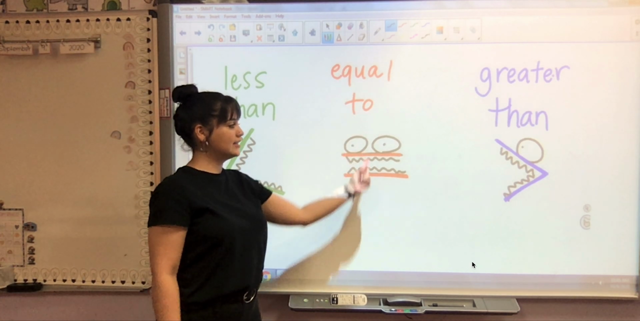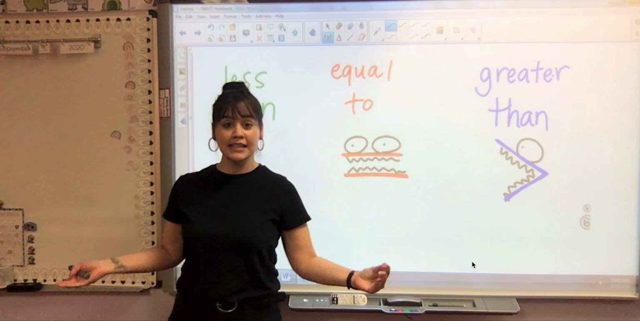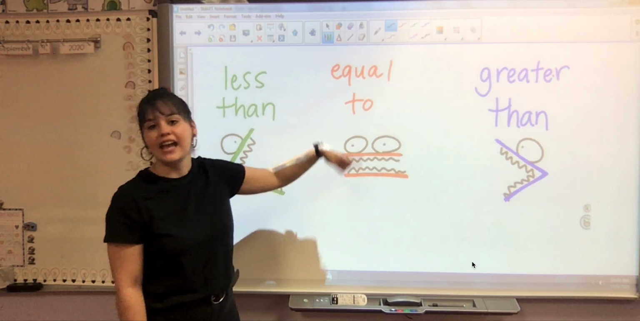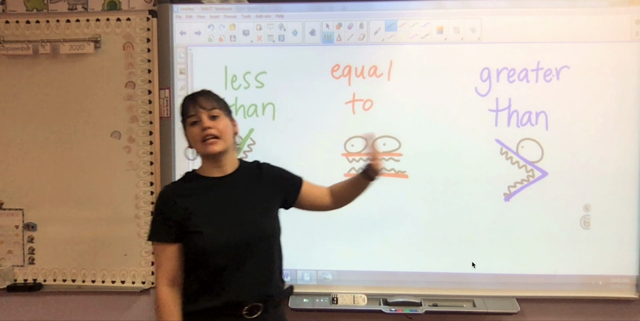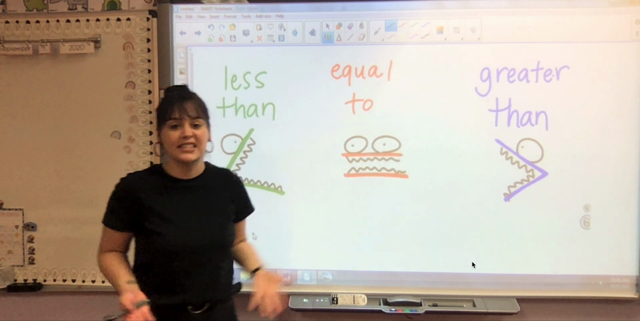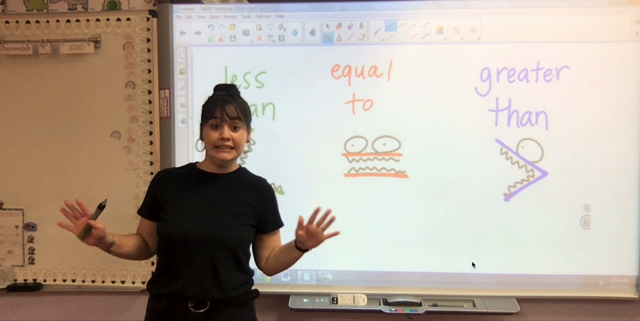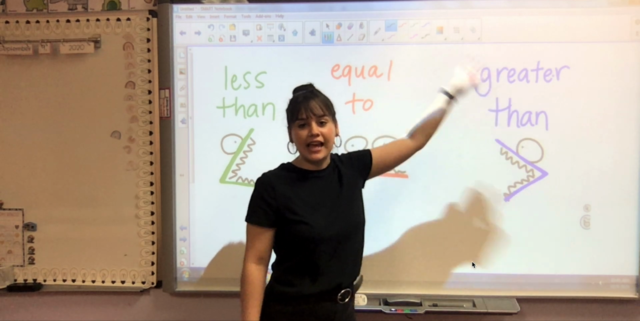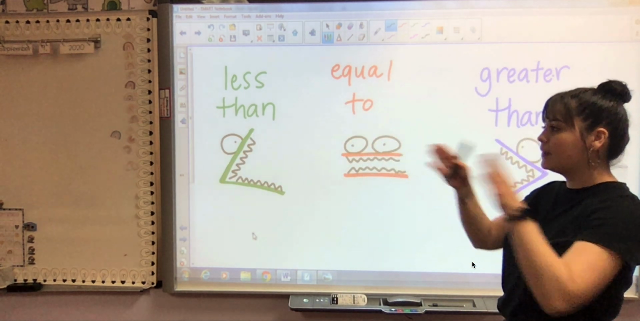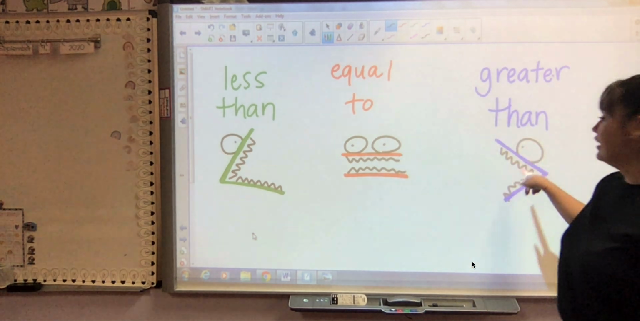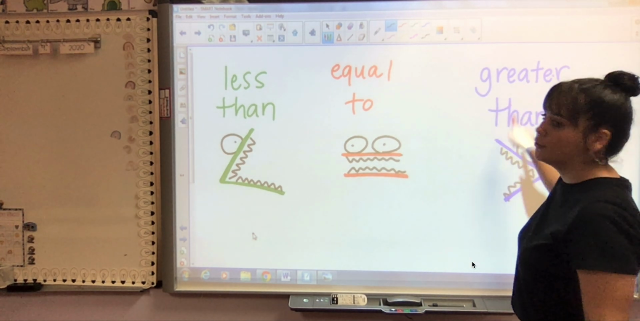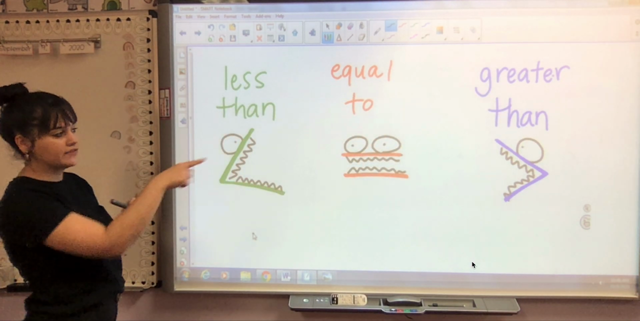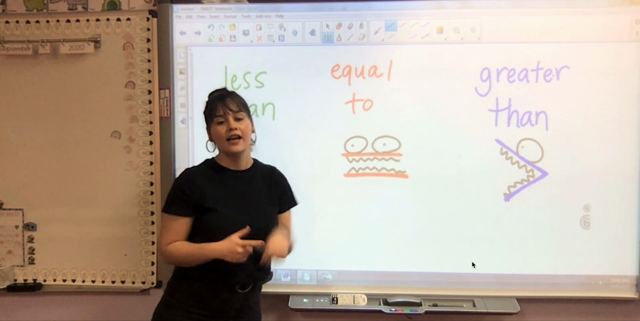Whenever my alligator looks like this, he's confused. He doesn't know what to do because the numbers are the same. His name is equal to. We just say it's equal to. So whatever number is here is equal to the number over there. They're the same number. So whenever he looks like this, I don't know what to do, that means they're equal. And whenever my alligator looks like this, whenever he's facing this way because he's eating this pile, we call him greater than. So his name is greater than when he's facing this way. When he's eating me, he is greater than.